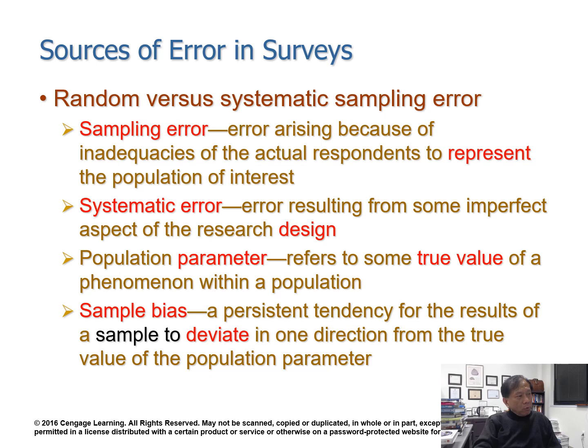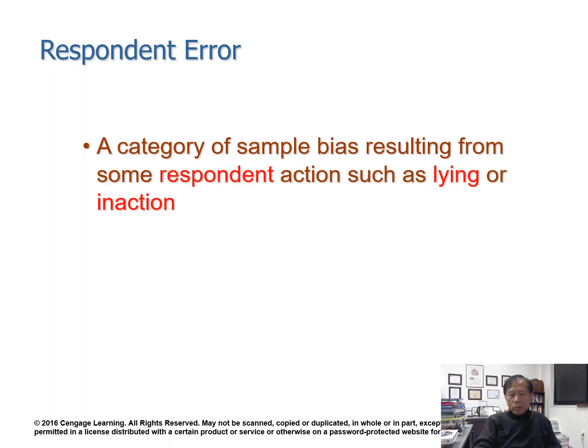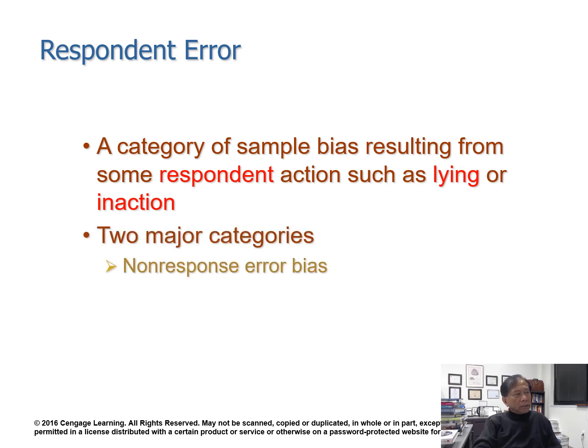And there's a sample bias, a persistent tendency of the results of sample to deviate in one direction from the true value of the population parameter. That's sample bias. Okay? Respondent error, as I said, a category of sample bias resulting from some respondent actions such as lying or inaction. Lying introduces error. Inaction, non-response error. Right? The two major categories: non-response error bias, like we said, and response bias. Okay?